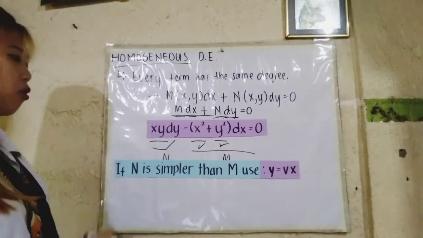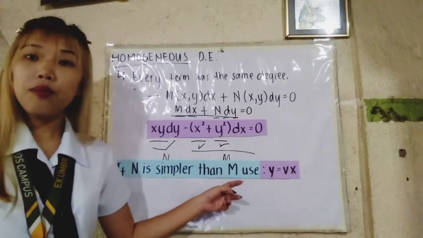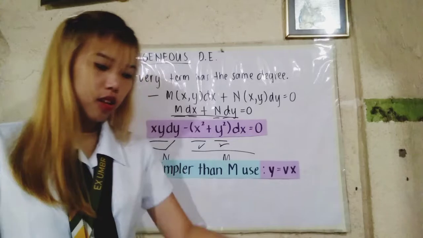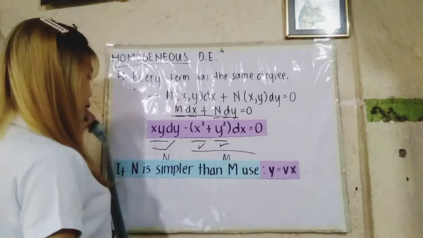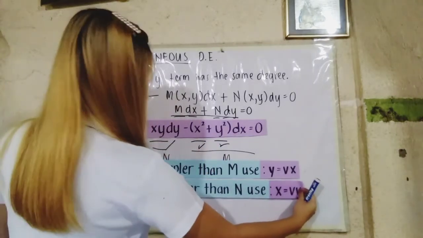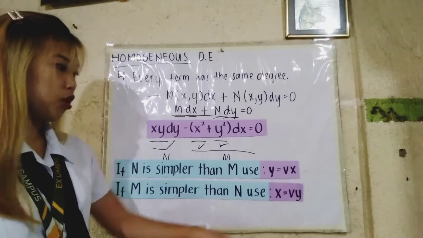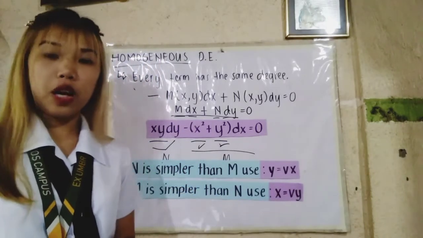Sabi, pag yung n daw is simpler than m, ang gagamitin natin na substitution is yung y equal to vx. And ganun din sa m. Pag yung m naman is much simpler than n, ang gagamitin natin na substitution is yung x equal to vy.